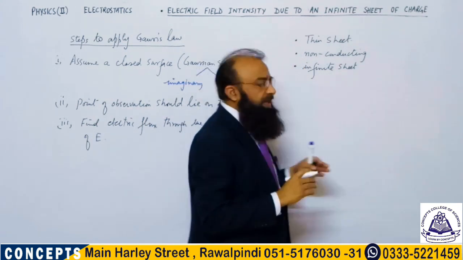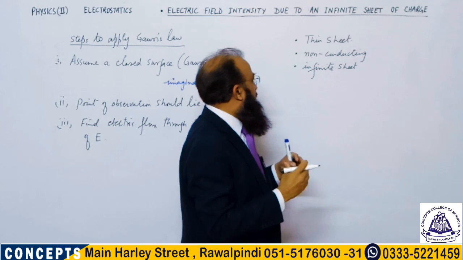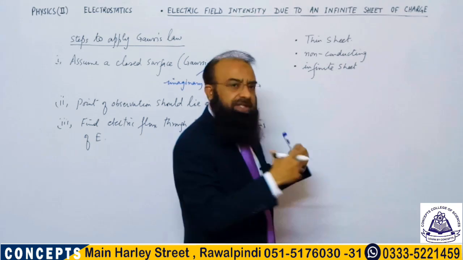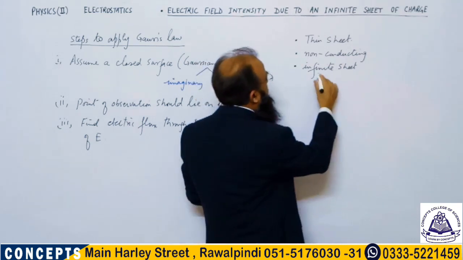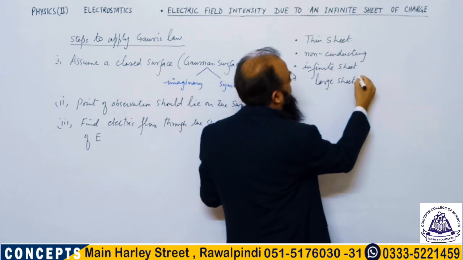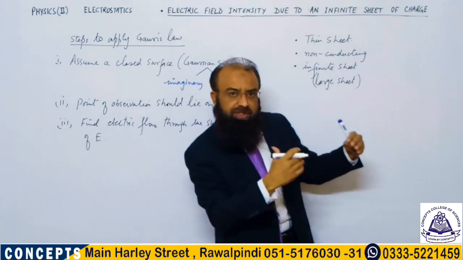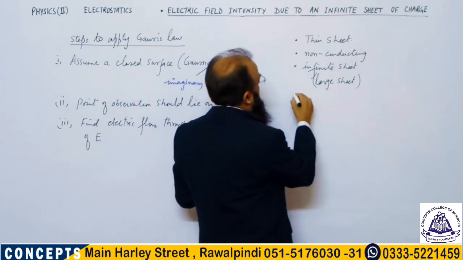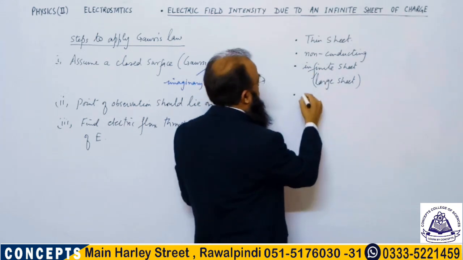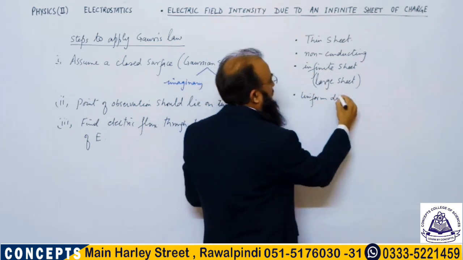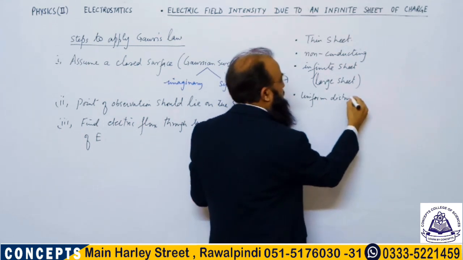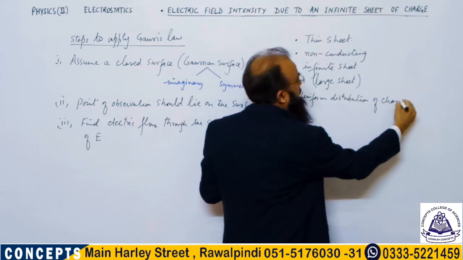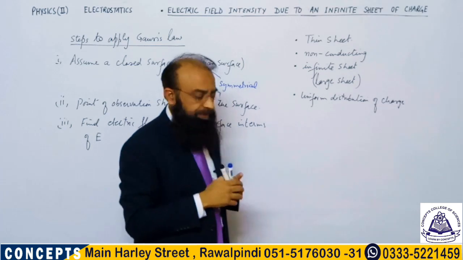You know, in nature there is nothing that is infinite in size, so we are just supposing it. This is a very large sheet, you can say. In this situation, we are just considering a part of that large sheet and we'll be solving over that. And the next thing is that the distribution of charge over that sheet should be uniform.